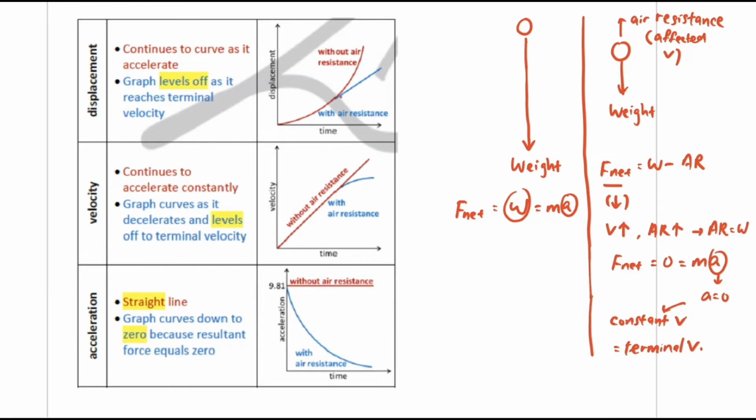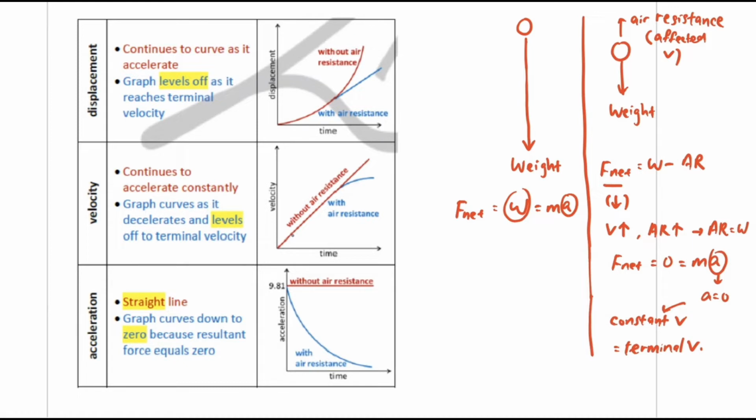When there is no acceleration, constant velocity, the graph is a straight line. That's why it becomes a straight line. It is curved at the beginning because it still accelerates. After that, it becomes a straight line, meaning no acceleration. Okay, so we continue. Velocity versus time graph: without air resistance, it's a straight line. If your vt graph is a straight line, that means there is constant acceleration, continuing to accelerate constantly.